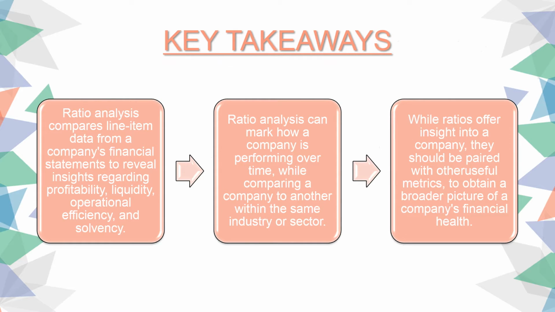Key takeaways. Ratio analysis compares line-item data from a company's financial statements to reveal insights regarding profitability, liquidity, operational efficiency, and solvency. Ratio analysis can mark how a company is performing over time, while comparing a company to another within the same industry or sector. While ratios offer insight into a company, they should be paired with other useful metrics to obtain a broader picture of a company's financial health.